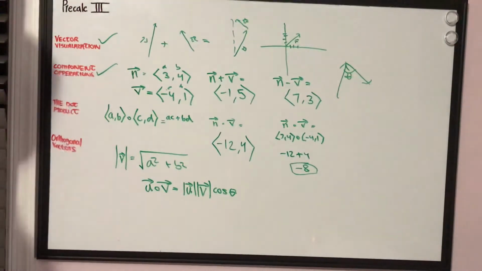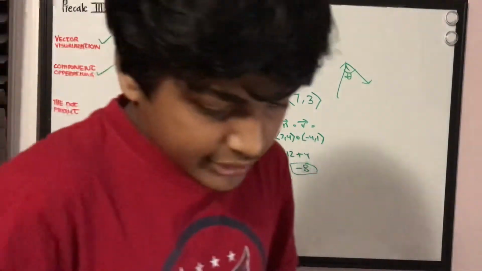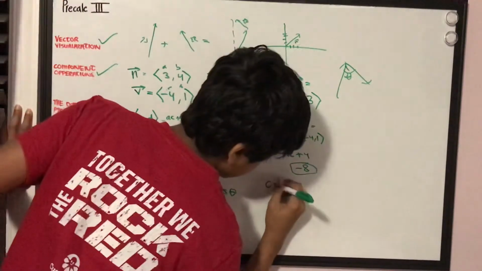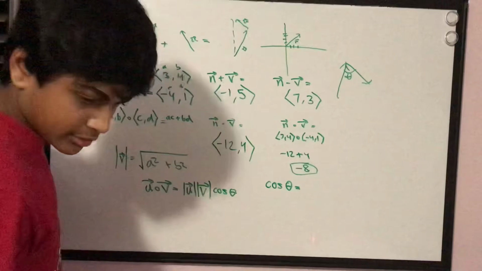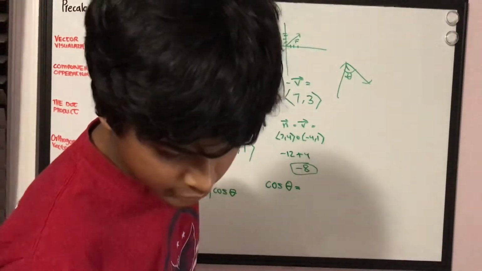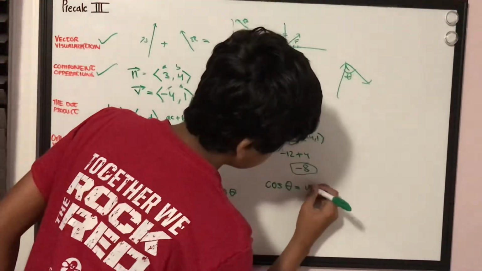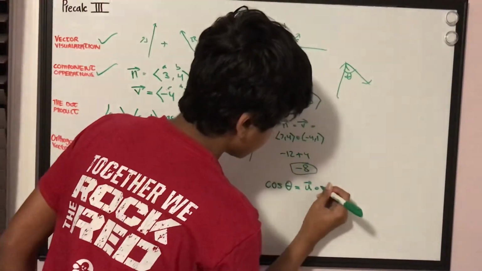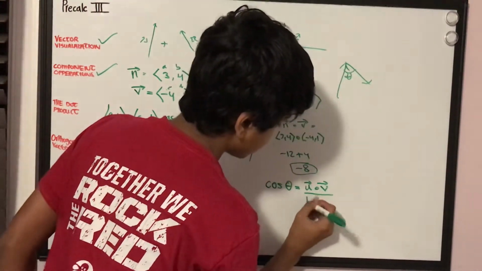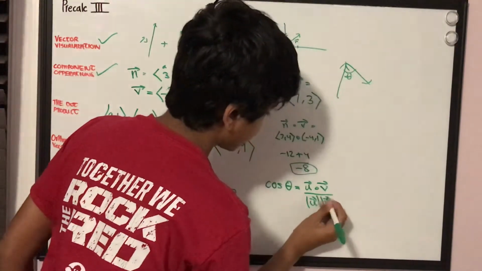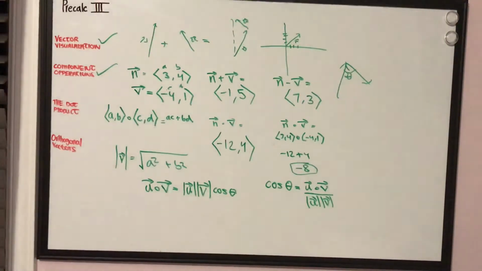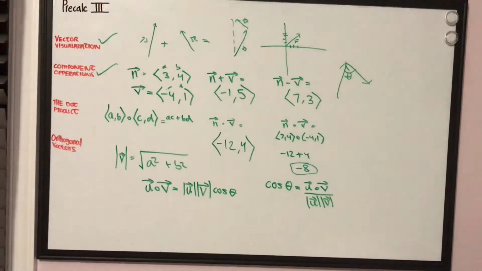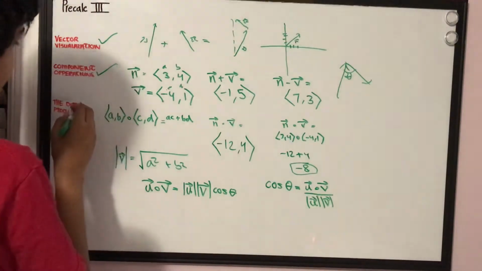Another interesting thing about the dot product is that the cosine of theta is equivalent to vector u dot vector v over the magnitude of u multiplied by the magnitude of v. It's basically a variation of the formula. And that's some dot product stuff.